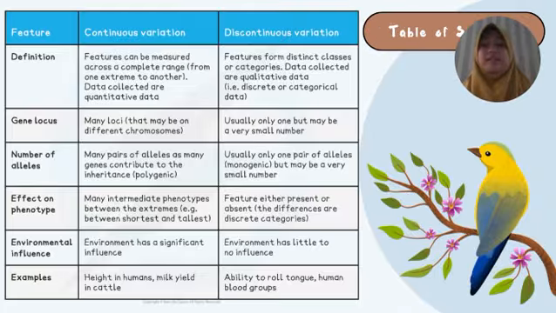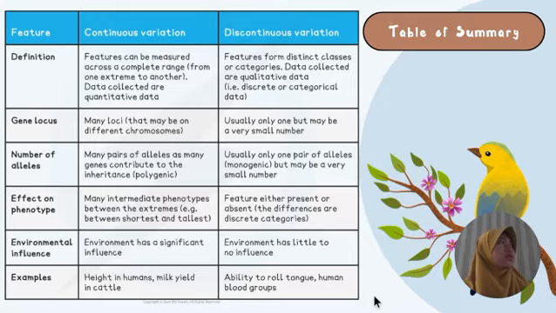Okay, and then this is the summary table. The first one is continuous variation. This is a feature that can be measured across a complete range from one extreme to another. Data collected are quantitative data. Number of genes: many genes that may be on different chromosomes. Number of alleles: many pairs of alleles, as many genes contribute to the inheritance, called polygenic.